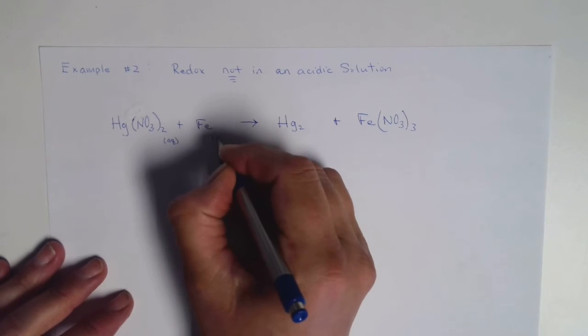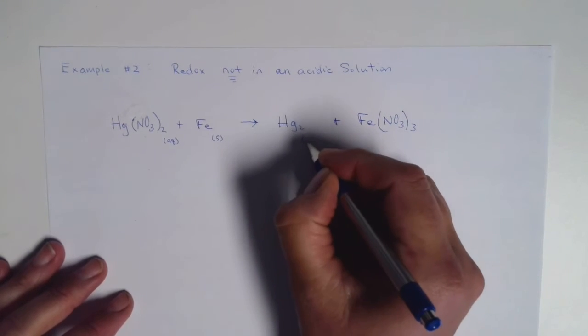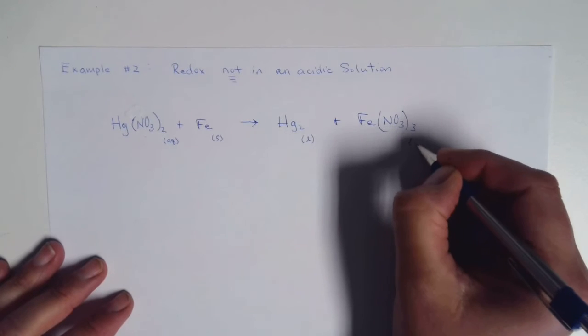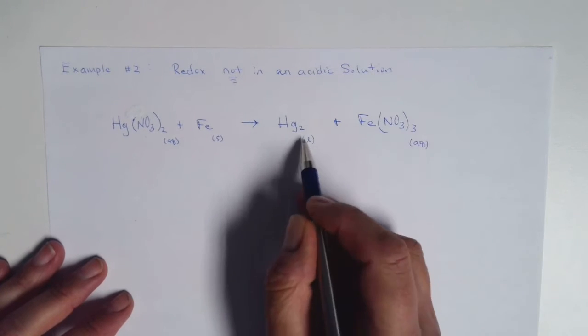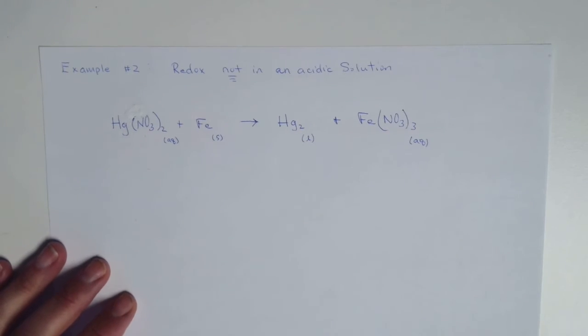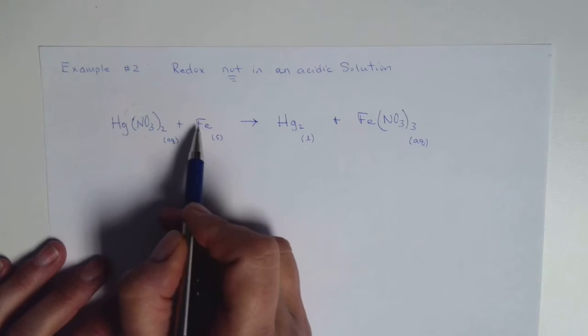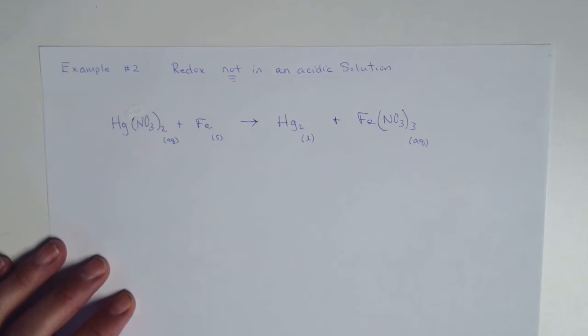This is aqueous, this is solid, and this is actually liquid mercury. It's pretty cool. And this is aqueous. You just know this is a liquid because there are only two naturally liquid elements on the periodic table, bromine and mercury. So what is the net? You could find the oxidation states without doing the net, but you're going to see net ionics often.